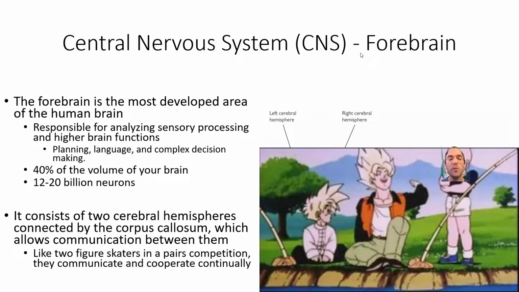They're kind of like two figure skaters in pairs competition. They communicate and cooperate continually. So really all you need to know here is that the forebrain, a big important area, is involved with higher-order processing, like planning, language, those complex things that make us human. And then this corpus callosum is kind of like a highway across two hemispheres of your brain.